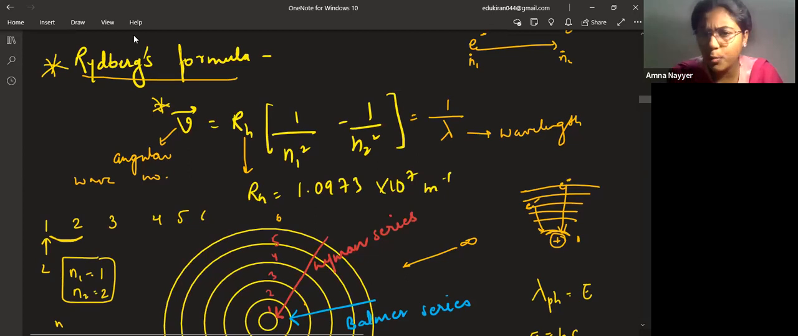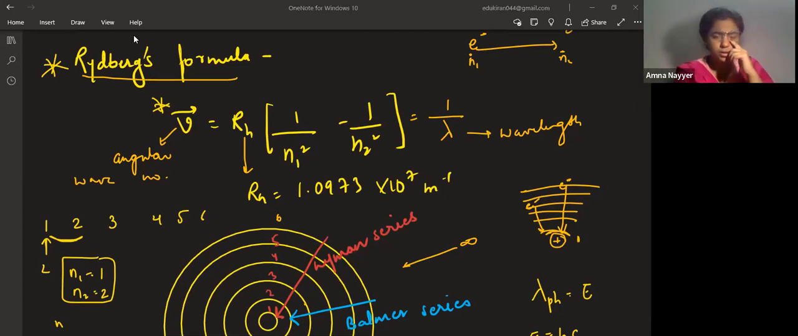Regarding Rydberg's formula and the spectral series, do not write the spectral series, no need to write it and draw it. Just remember Rydberg's formula, you will be able to manage it. Just remember the sequence: Lyman series, Balmer series, and all.